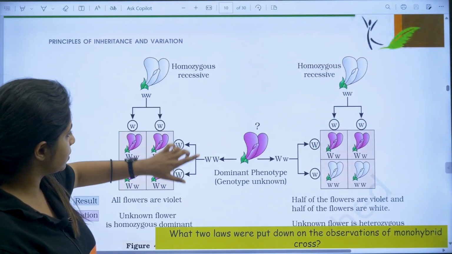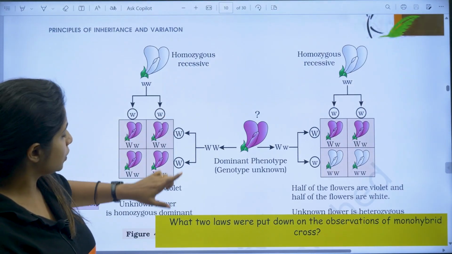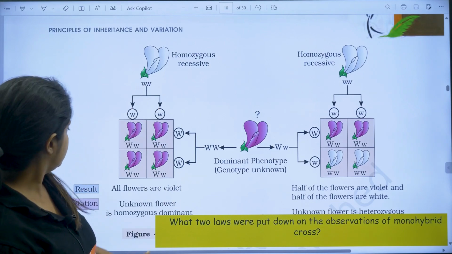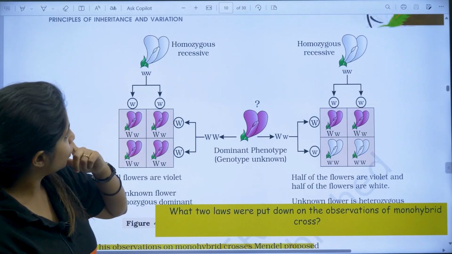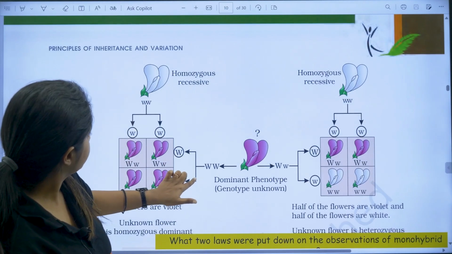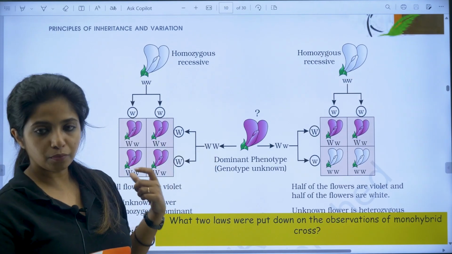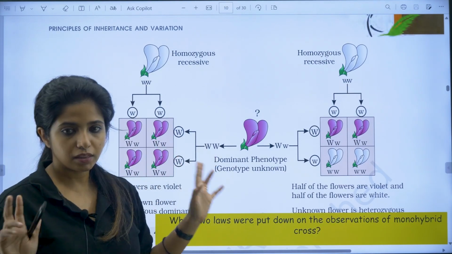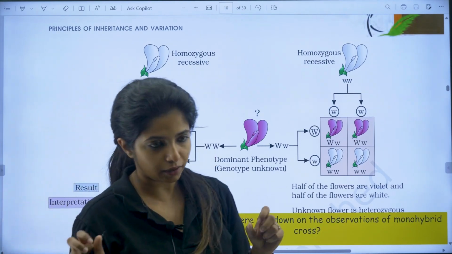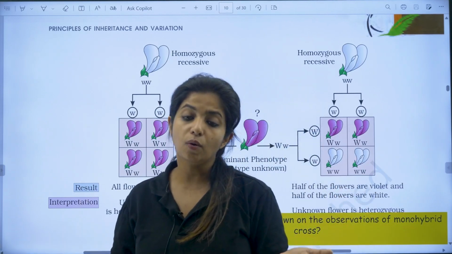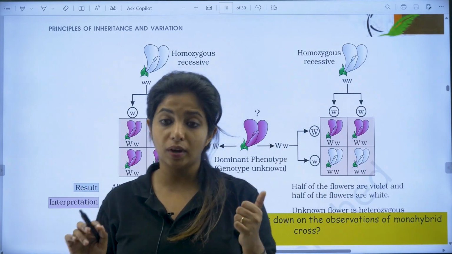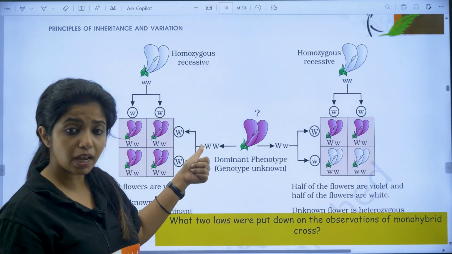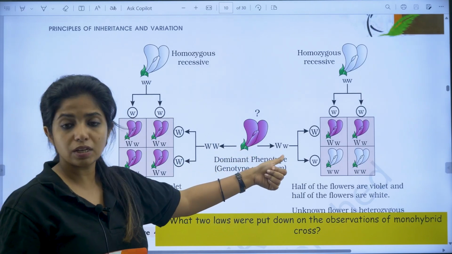For example, this is an example given. Okay, I want to make sure: a plant is having violet color flowers. Now I want to understand whether it is violet because it has 2 capital W or because it has 1 capital W.